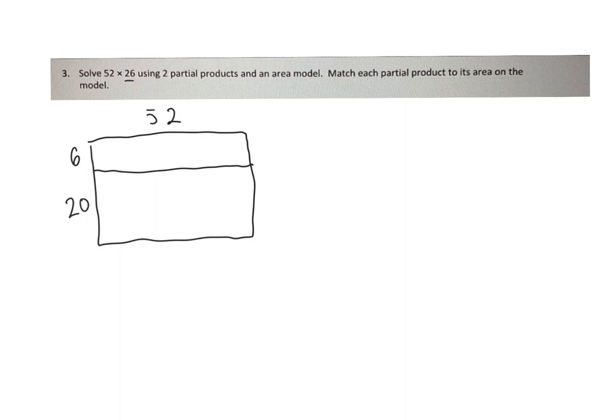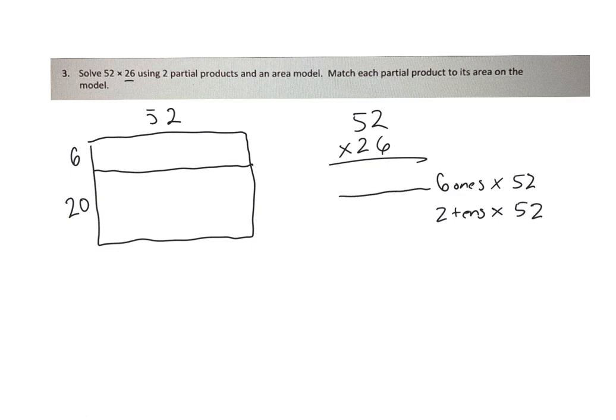So now we can set up our standard algorithm, 52 times 26, like this. And now when we have it here, we can do it the same way. It'd be 6 ones times 52 and 2 tens times 52 to have it kind of set up the way they've been setting it up. So the way they have it, we can multiply these out. So 6 ones times 52 is equal to 312. And 2 tens times 52 is going to be equal to 1,040.